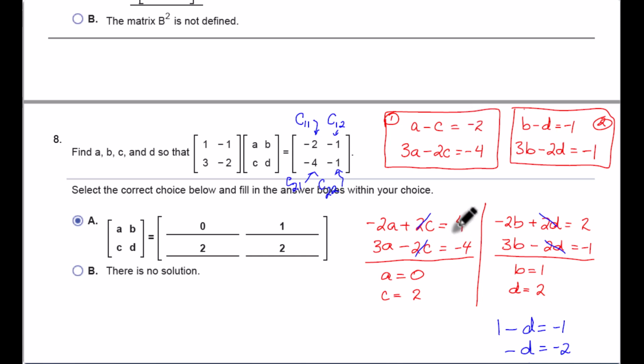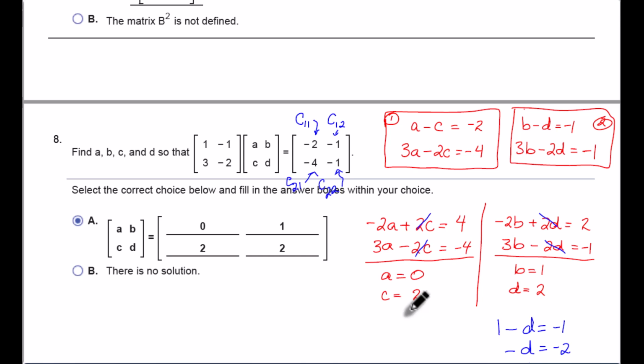All right, so when I do that, what happens? Well, those cancel. 3 minus 2 is A. 4 minus 4 is 0. Oh, okay. Well, if A is 0, I've got 0 minus something is a negative 2. And so that gives me that C is 2.